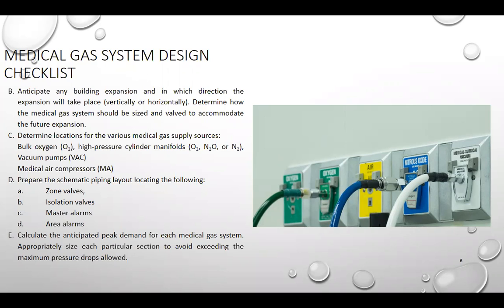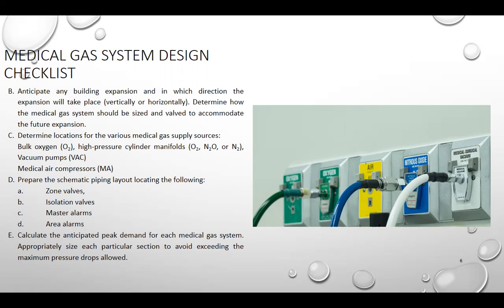Anticipate any building expansion and in which direction the expansion will take place, vertically or horizontally. So determine how the medical gas system should be sized and bound to accommodate the future expansion. So yung piping yan, mga abang. And C, determine location for the various medical gas supply sources. So bulk oxygen, high pressure cylinder manifold, oxygen, nitrous oxide, or nitrogen, oxygen, vacuum pumps, medical air compressor. So ang tawag yan is yung plant room kung saka manifold room.